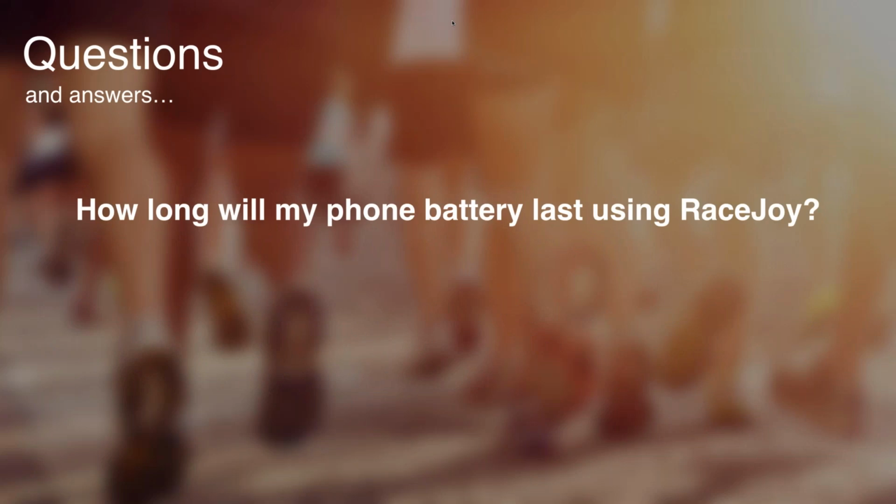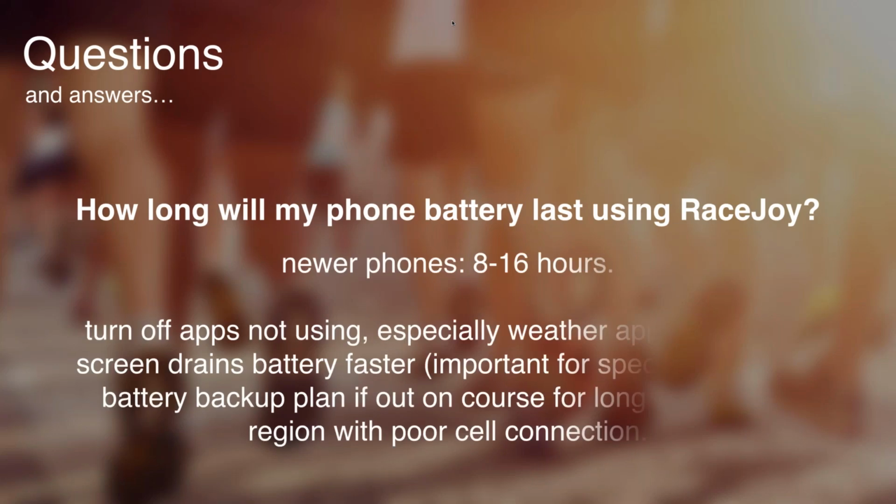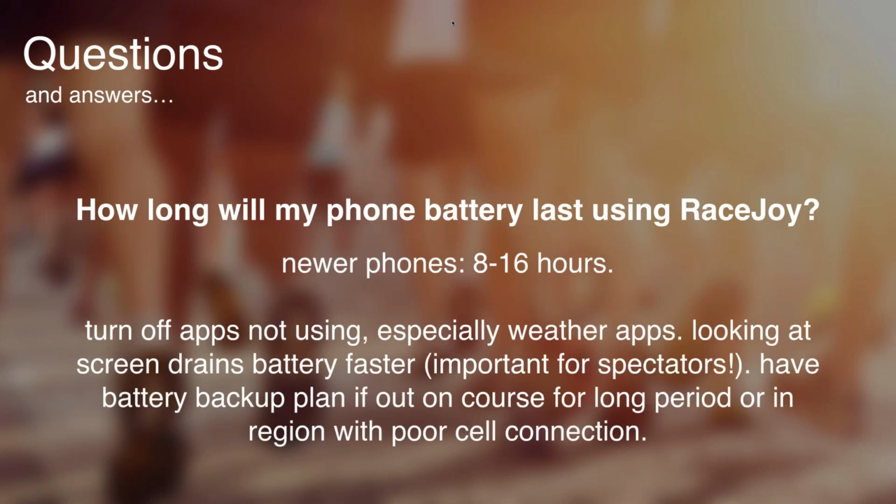So how long will your phone battery last using RaceJoy? Our testing has shown that newer phones can use RaceJoy's tracking for 8 to 16 hours. Just make sure to turn off apps that you're not using, especially weather apps, so you'd be surprised how much they drain your battery. Also, the activity that drains your phone battery the fastest is actually looking at the phone screen.